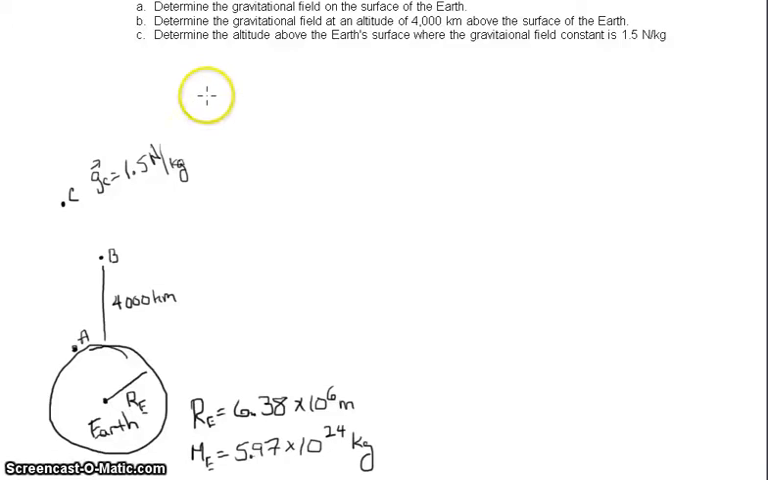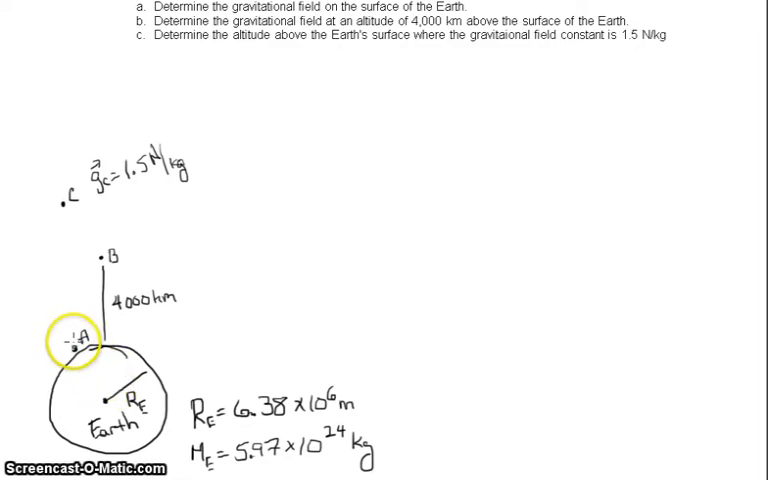Okay, here what we are going to do is determine the gravitational field constant at points A, B, and C relative to the Earth's surface. Now remember, the gravitational field measures how the mass of the Earth affects the surrounding space, so that other objects with mass will experience a force exerted at a distance from the Earth.